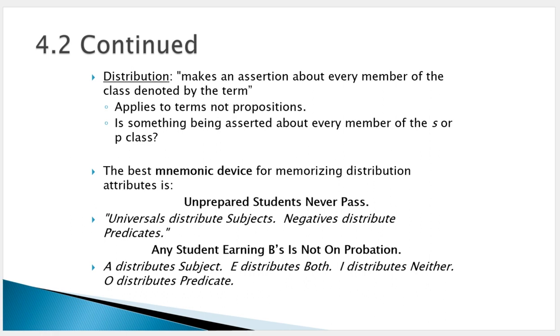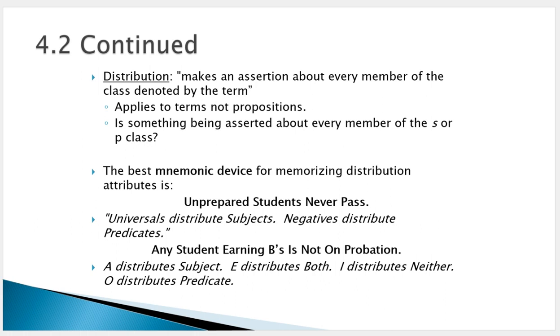All right, distribution. The third thing they talk about in this section is distribution. And distribution is when you make an assertion about every member of the class denoted by the term. So it applies to terms themselves, not the actual proposition itself. So is something being asserted about every member of the S or the P class? That's what you want to ask yourself. So there's some mnemonic devices that might help you. Unprepared students never pass. USNP stands for universal distributes the subject. Negatives distribute the predicates. So that helps me. I like mnemonics. That helps me remember stuff.